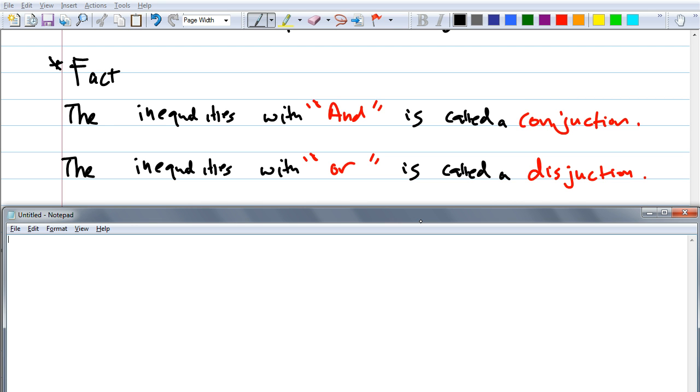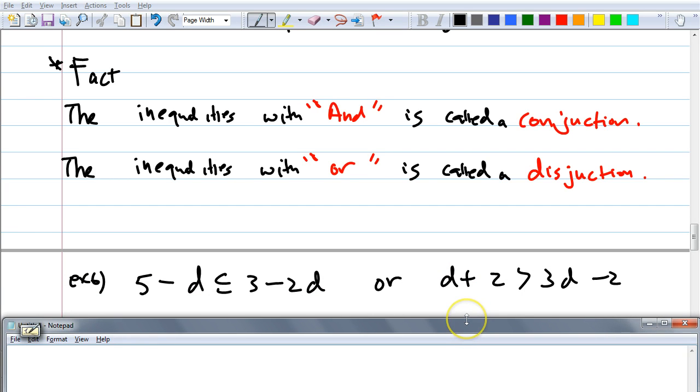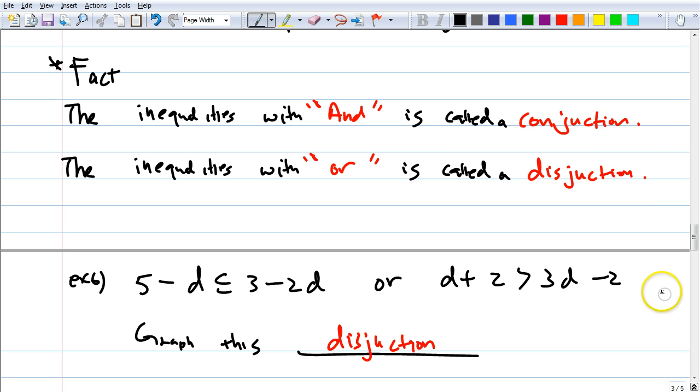So when you see conjunction, which word should you know? Yeah, it goes with "and." If you see disjunction, which word should you know? "Or." Very good. So here's an example. Is this combined inequality a conjunction or disjunction? It's a disjunction, right? How would you solve it? Solve for D for both of them and then graph. Go ahead, everybody try. I'll give you time. And if you're not done writing the fact, I'll give you time also.